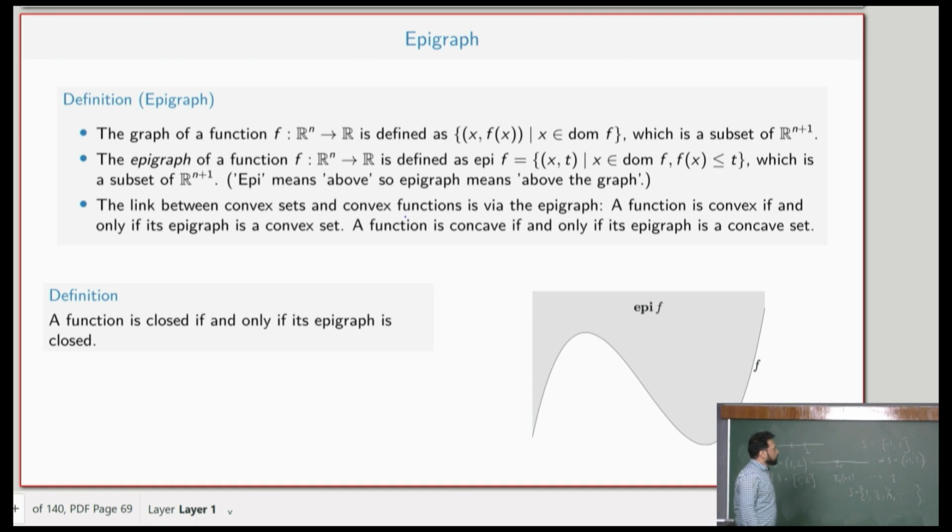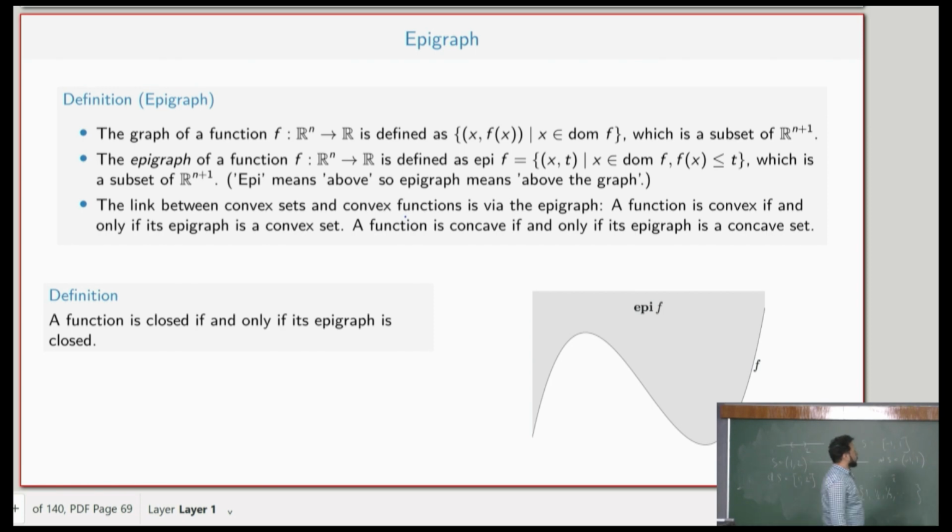Okay, so the epigraph allows you to interpret a convex function with a convex set. So now you can say that a function f is convex if and only if the epigraph of f is a convex set. Okay, so there is a difference between a convex set and a convex function. So in this case, the epigraph somehow allows you to relate them. So f is convex if and only if the epigraph, the region above the graph of f, happens to be a convex set. Okay, and this is if and only if. So you can do it either way.